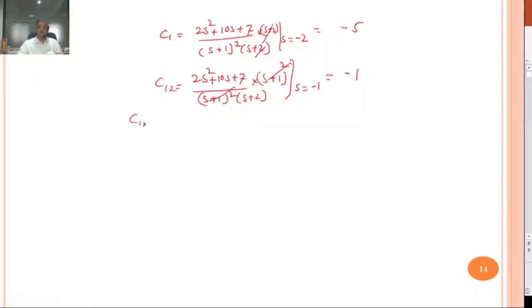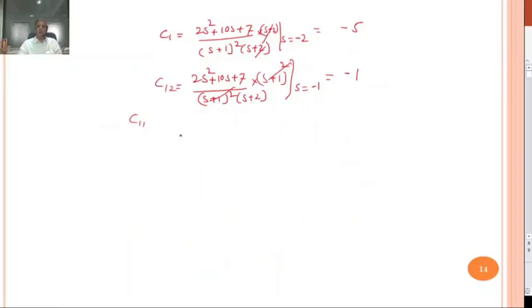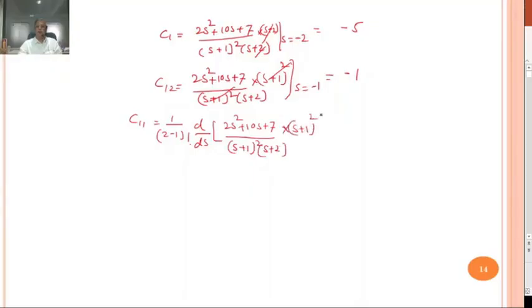Then find out c11. Now for this, if you observe this equation, L is 2, I is 1, means 2 minus 1. We will find out this 1 upon (2 minus 1) factorial, and differentiation of 2 minus 1 means one single differentiation, and this is (2s square plus 10s plus 7) divided by (s plus 1), that is Y of s, multiplied by (s plus 1) square, and substitute s equal to minus 1.